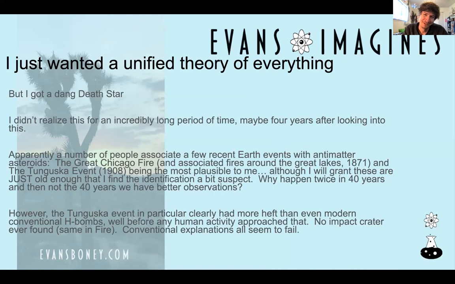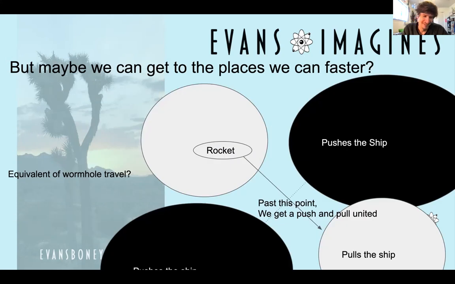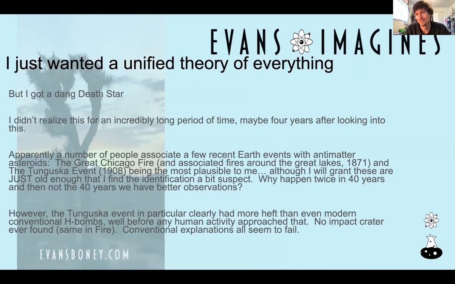I don't know. Yeah. So as I've mentioned a couple of times in passing throughout, I just wanted a unified theory of everything. That's why I got into this. I thought dark energy, dark matter, obviously a problem. Obviously we're calling them dark because they are not encapsulated by our current understanding of the light and how the light should interact with stuff. But in constructing that unified theory of everything, I got a dang Death Star.